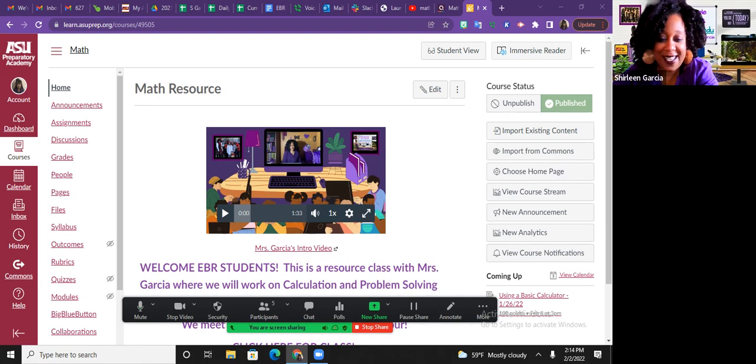Wednesday, yes, is our resource for math, calculation, and problem solving. And today we're going to review some keywords that we may find in word problems to help us figure out what in the world is it asking us to do, and use those key terms to figure out what operation to use to solve or answer the question, okay?